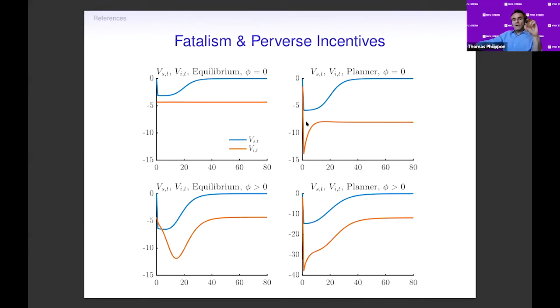Which means that if you think about the gap between what people would do by themselves and what the planner would like them to do, that gap is going to be maximum early on in the epidemic. That's where there's a maximum tension between what people want to do and what the government would like them to do. So all the political economy issues, all the issues of convincing people to do the right thing, are going to be very, very acute at the beginning.